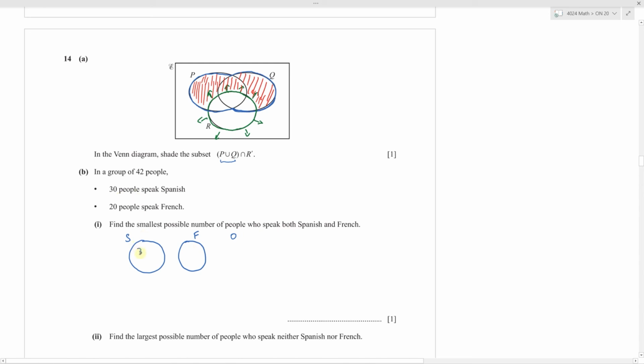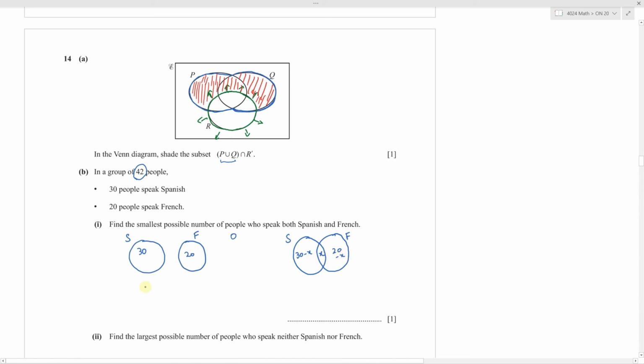You have 30 people who speak Spanish, 20 people speak French. But if there's no intersection, if you add them, 30 plus 20 gives you 50, but you're told that the total number of people is 42. So zero is not possible. That means there is some intersection between the two. So I'm redrawing the two sets. You have S for Spanish, F for French, and then let's say in the intersection you have X number of people. Then the number of people who speak only Spanish will be 30 minus X, and the number of people who speak only French would be 20 minus X.